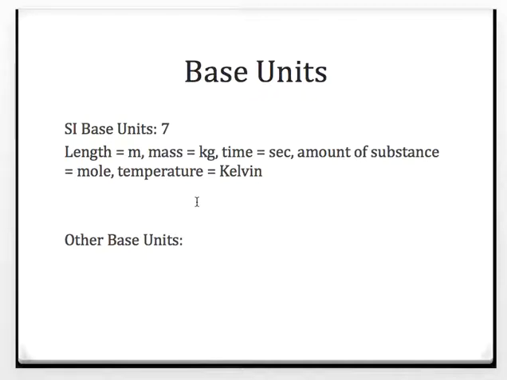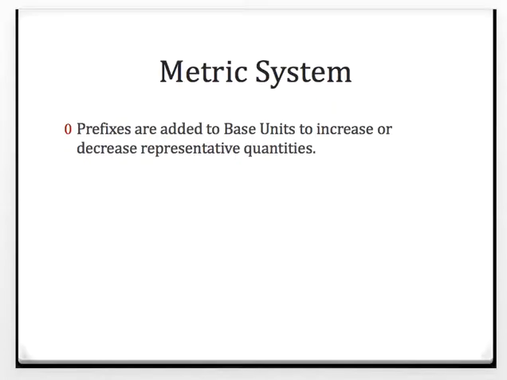Now, there are 2 more. Like I said, there are 7, but these are the 5 I need you to know for chemistry. The other base units are candela, which is for luminosity, and ampere for electrical current. But again, they're not needed as much in this class.